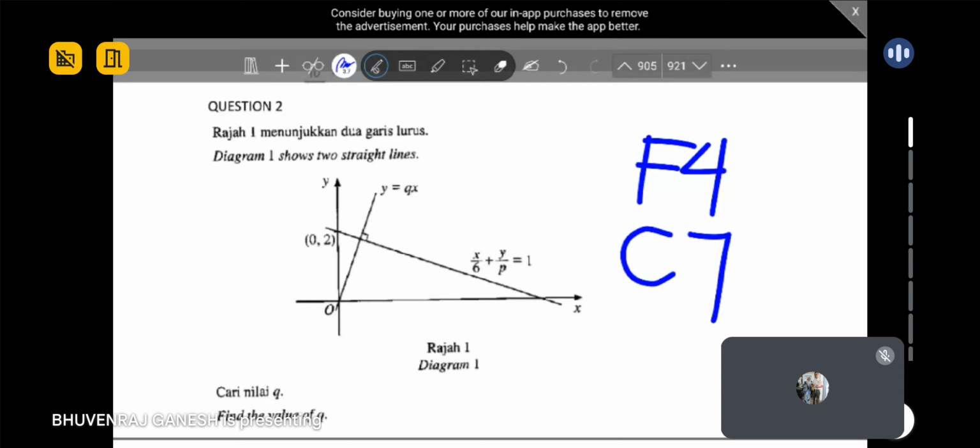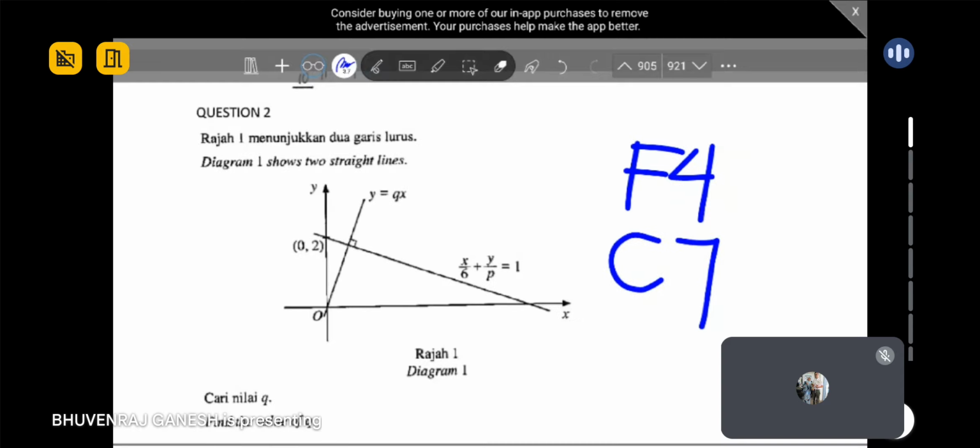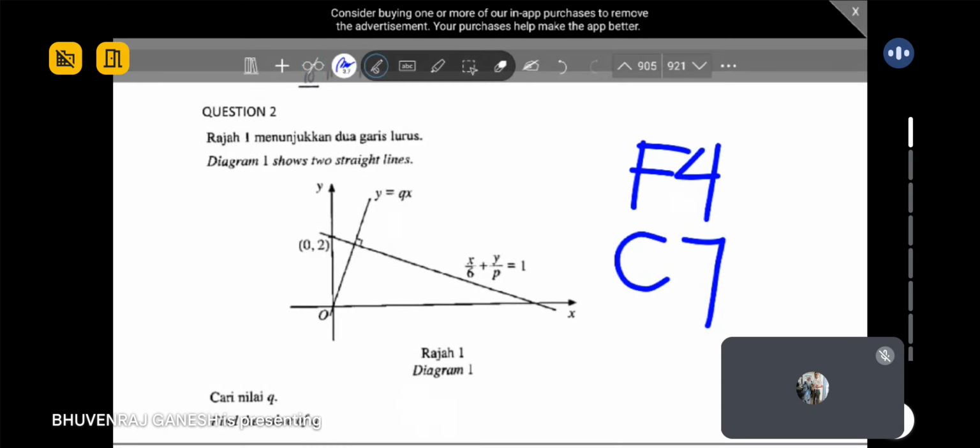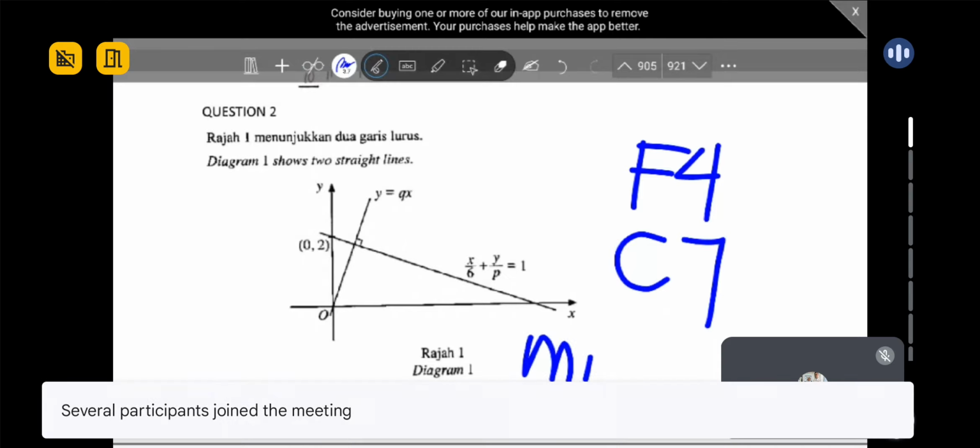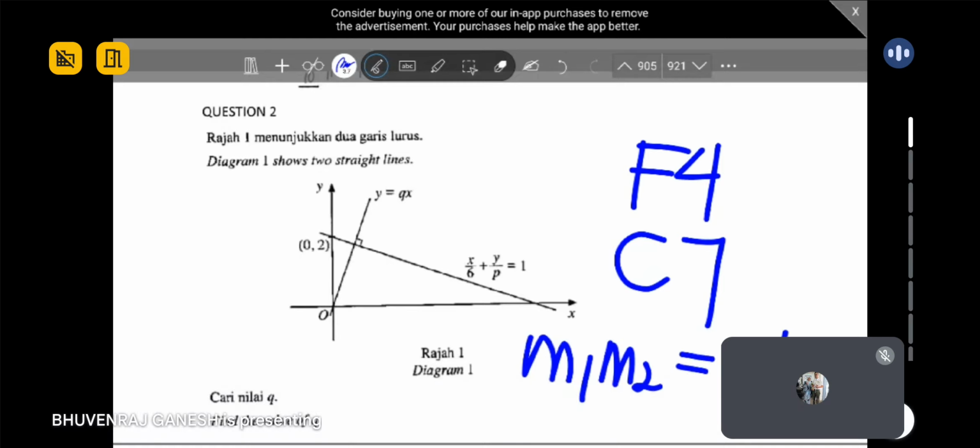Yang ni soalan sebenar SPM, guys. Please take note. SPM 2023 Maths Kertas 1. Sekarang kita bincang. Soalan sebenar, bukan paper negeri. So they ask you to find value of Q. First step, like what Nitya said, you can use M1 M2 equal to negative 1. So maybe you can think of another step.